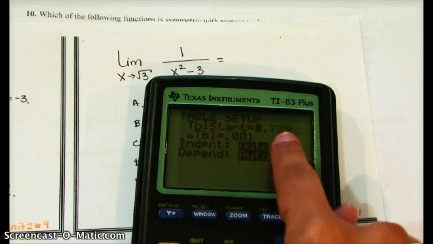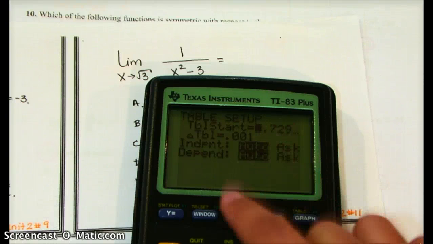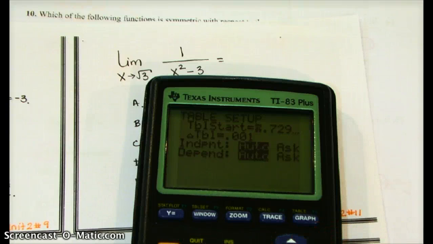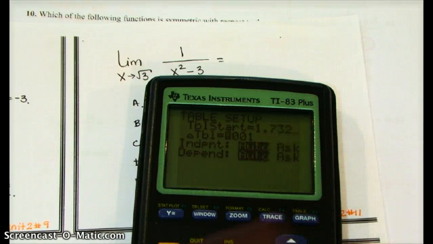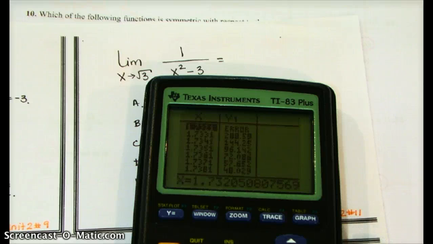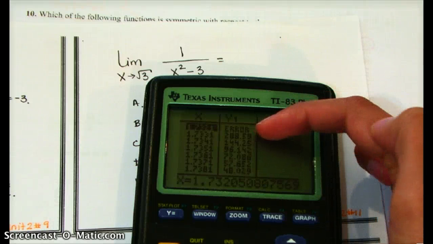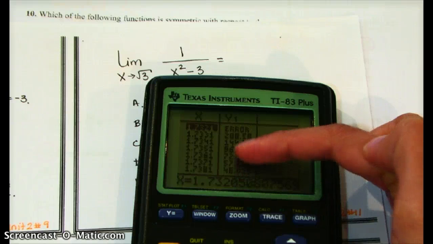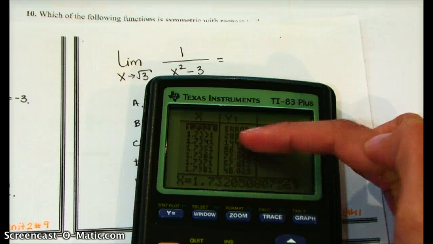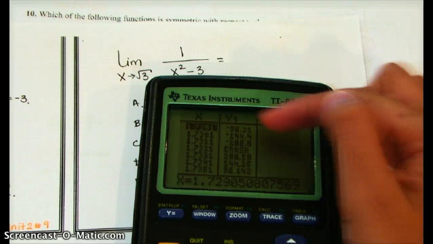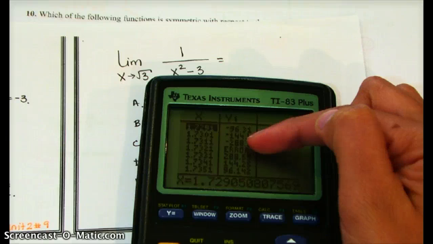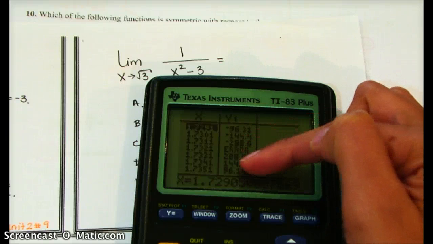And this number comes from taking the square root of 3. So you need to do second and x squared and then 3. And it'll give you that starting point. You may have already had this one set up. When I look at the table, it starts me out with the square root of 3 at the top. And I notice coming from the right, the values of y are getting larger. And coming from the left on the other side, the values appear to be getting a lot more negative. Since the limit on either side is different, this limit doesn't exist, and my answer is E.